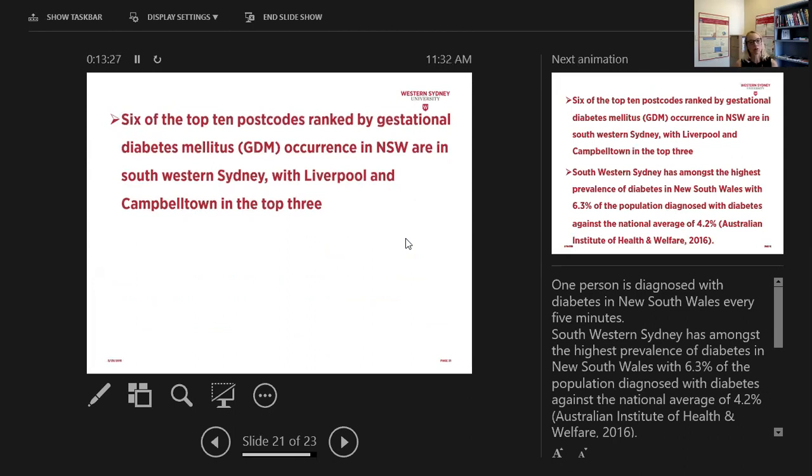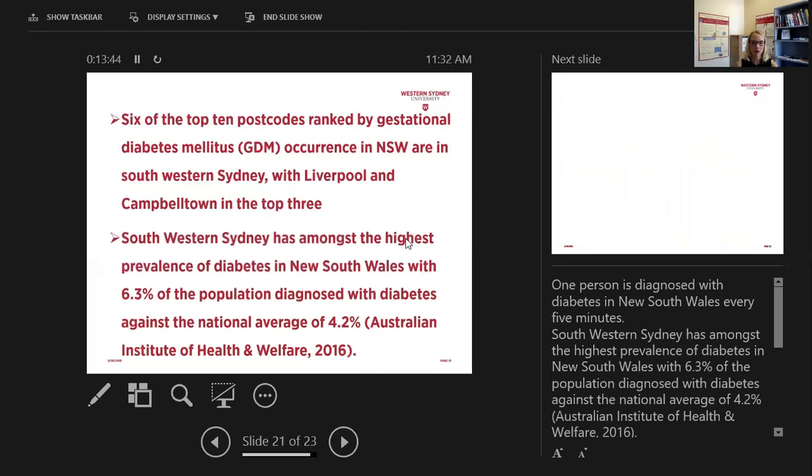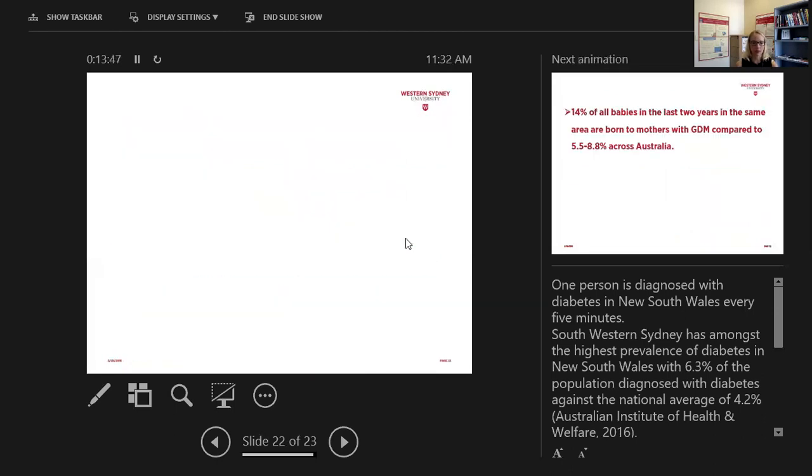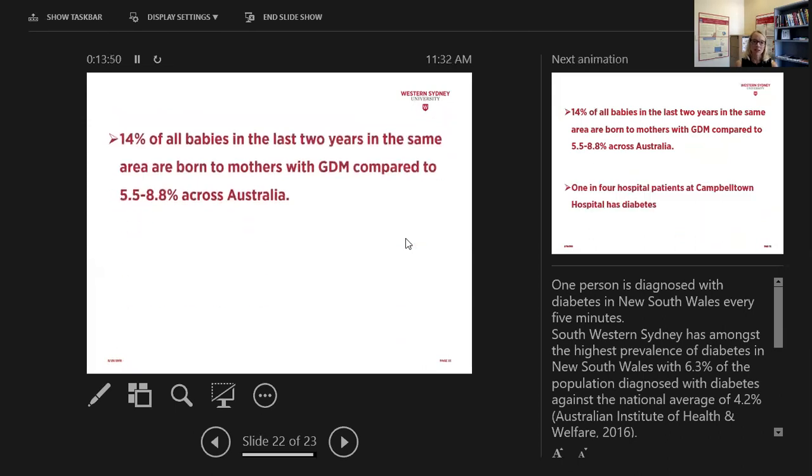That's got huge knock-on effect in terms of weight gain in pregnancy, weight gain for the child, and then weight gain for that child in the early years of their life. There's a great body of science behind that connection, and then those long-term chronic health conditions. And 14% of all babies in the last 2 years are born to a mother with gestational diabetes, when compared to only 5.5 to 8% across Australia. We really have an issue here within Southwest Sydney in terms of gestational diabetes and the health outcomes of those.